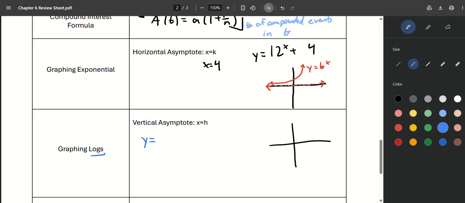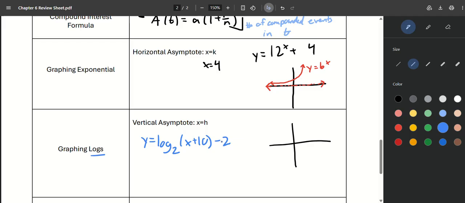y equals, we're talking about logs now. So give me any log function you want. Let's start with log. What base do you want? 2? Okay. I need a function, so put my x in there. So let's do x plus 10, minus 2. So RJ, how would this look on a graph, roughly? What quadrants? Right here, 1 and 2.